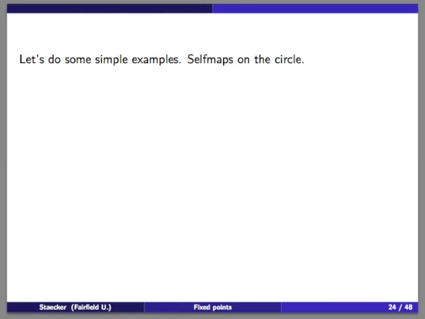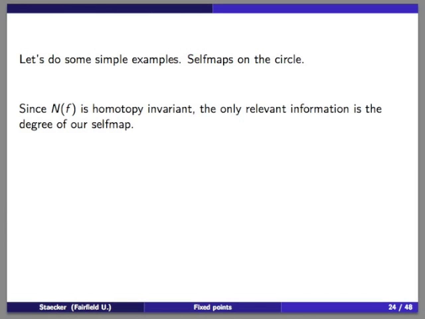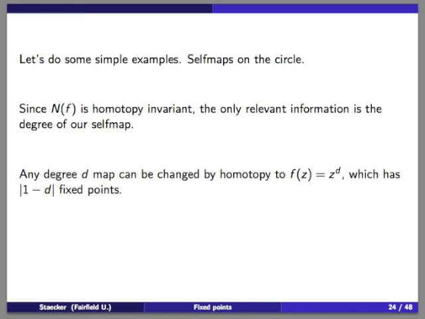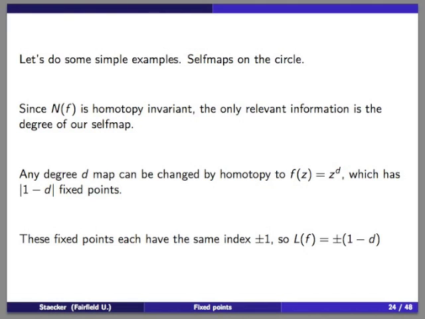Self-maps on the circle. The circle is the simplest compact manifold. Since the Nielsen number is a homotopy invariant, the only thing we really care about is the degree of the map, because we're talking about a circle here. It's not too hard to see that any degree d map can be changed by a homotopy to f(z) = z^d. I'm using the circle as complex numbers. Such a map has the absolute value of 1 minus d fixed points. This is all simple. You can work this out.